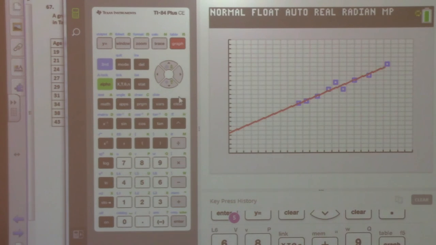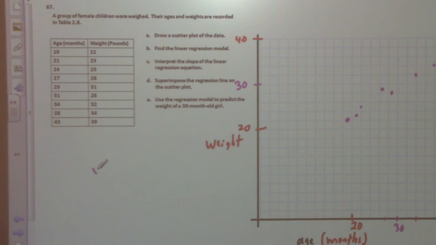Should be something like this. Does that look like what you got for it? And it says interpret the slope. We put y equals 0.68x plus 9. Interpret the slope of the linear regression model. What does the slope mean? What does our slope mean?